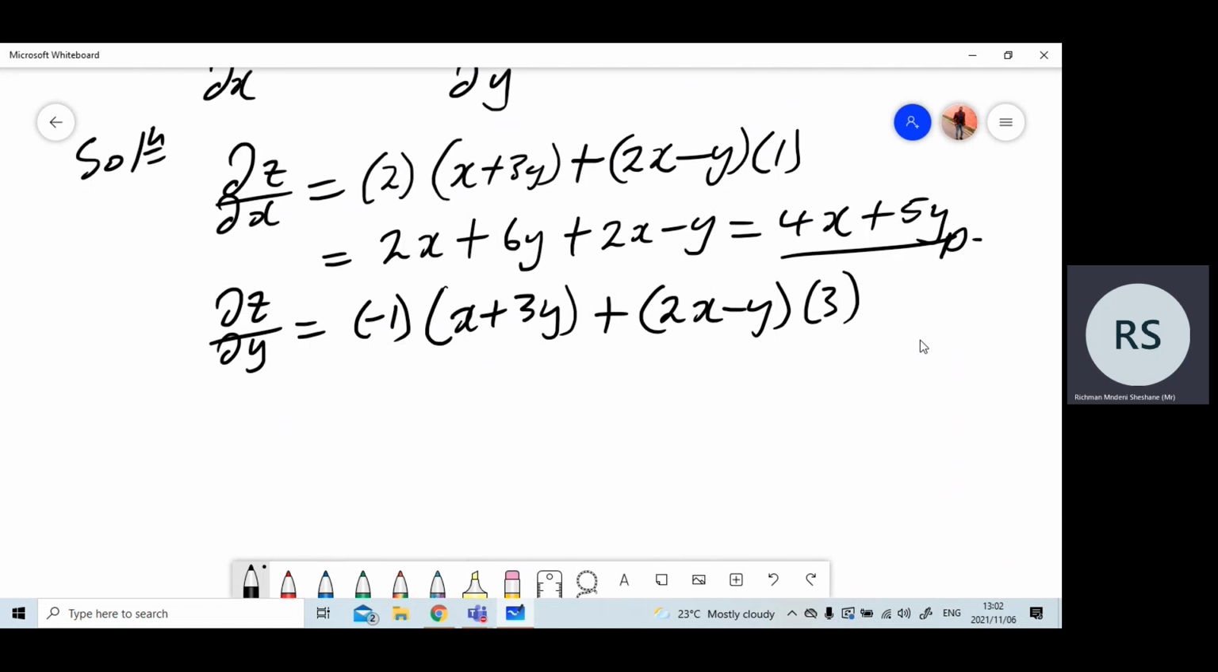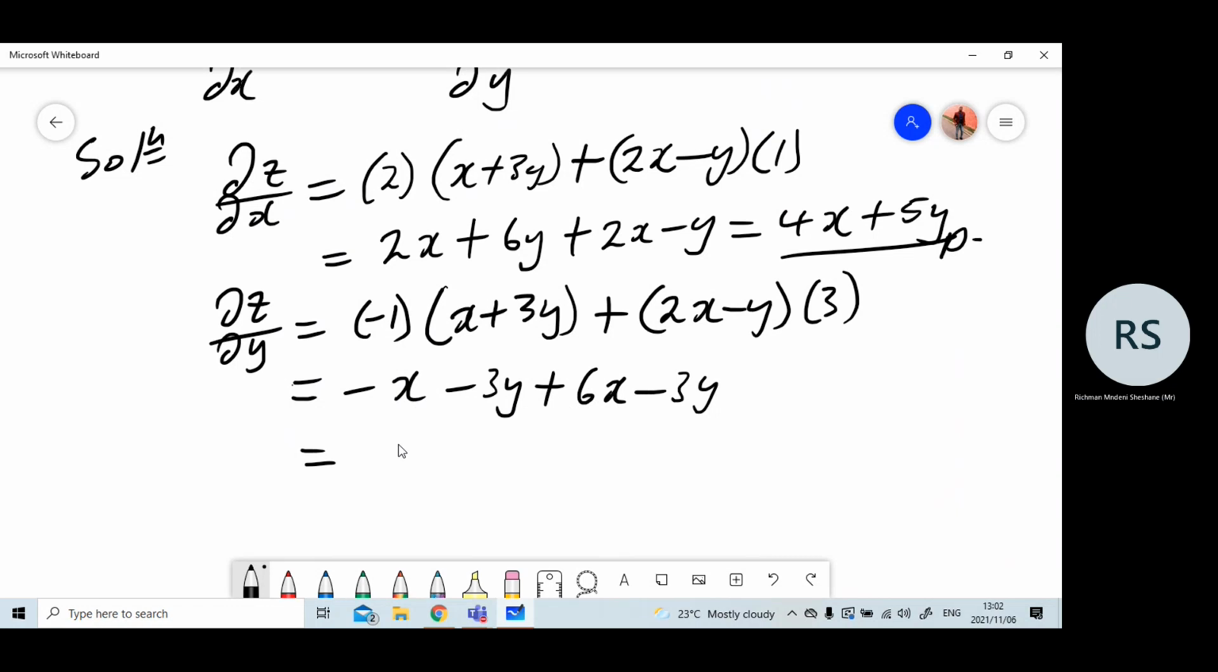Let's simplify this. So let's multiply -1 inside the bracket. It's minus x minus 3y, and here let's multiply 3 inside, plus 6x minus 3y. Yeah? So this will give us minus x plus 6x is 5x. And minus 3y minus 3y is minus 6y.